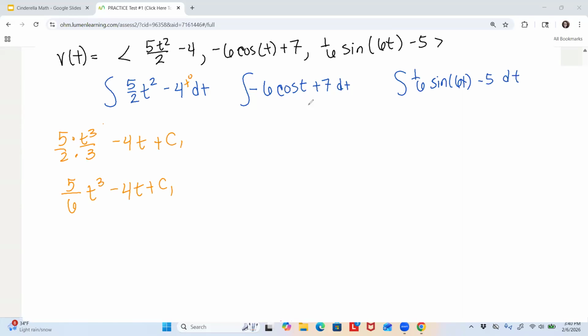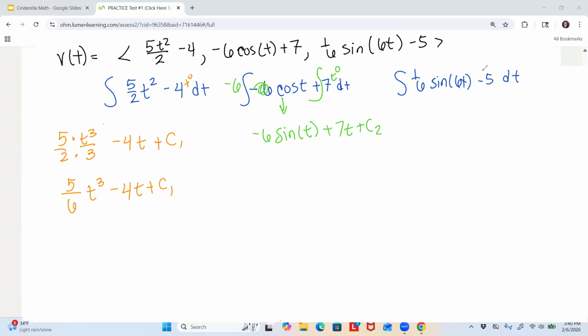Going to the middle one. Split this up. You are allowed to split integrals. That's fine. Let's move negative 6 to the side. Integral of cosine, whose derivative is cosine? Sine. So that would be sine of t. Drop the negative 6. And again, this has t to the 0, so that would bump up to t to the 1 over 1, which we don't write. So that would just be t plus constant 2.